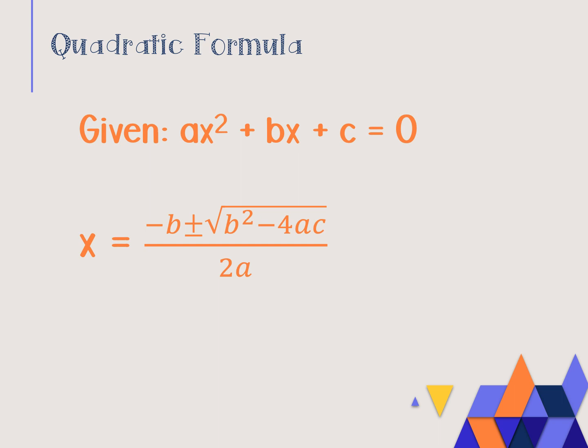And then the number that's in front of the square term is your A. The number in front of the X is going to be your B, and then the constant is going to be your C. So now we're just going to do examples. We're going to pull out the A, B, and C, and then we're going to go ahead and plug it into the formula.